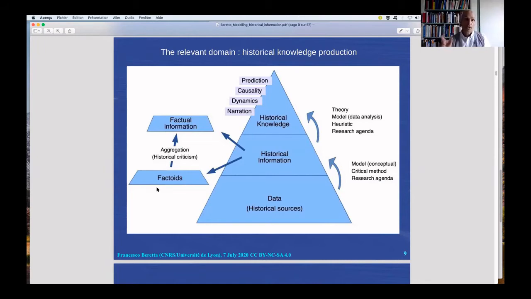The core concept is: there is no data without model, and there is no historical information without historical criticism or the critical method, because otherwise we are not historians. If we are historians, we know that we have to use criticism or what this means. So factual information is at the core in my talk.